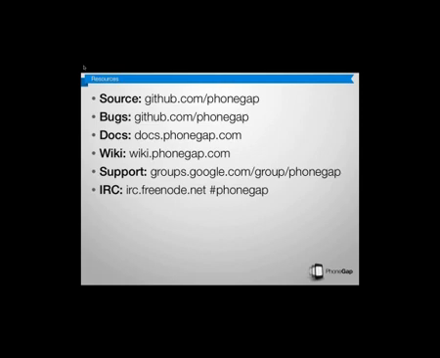It's a community-driven wiki. Support, so we got groups. We got a Google group mailing list that people use, and there's also community.phonegap.com, and we also have the IRC channel, which I sit in regularly during work hours, and so it's irc.freenode.net, and that's really popular as well.